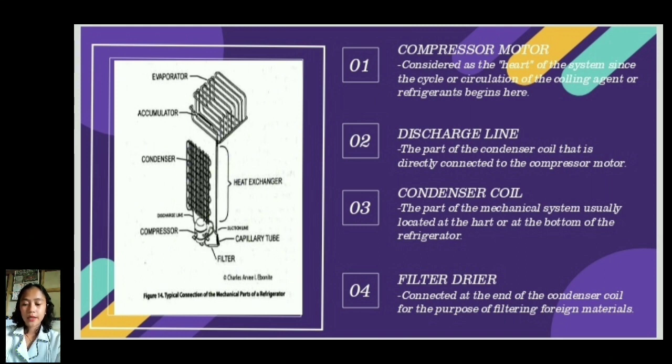Second, next, we have the filter dryer. It is connected at the end of the condenser coil for the purpose of filtering foreign materials. The filter dryer is to remove any contaminant and moisture.